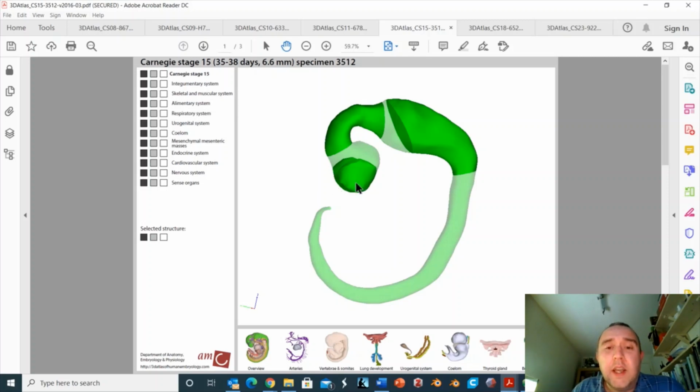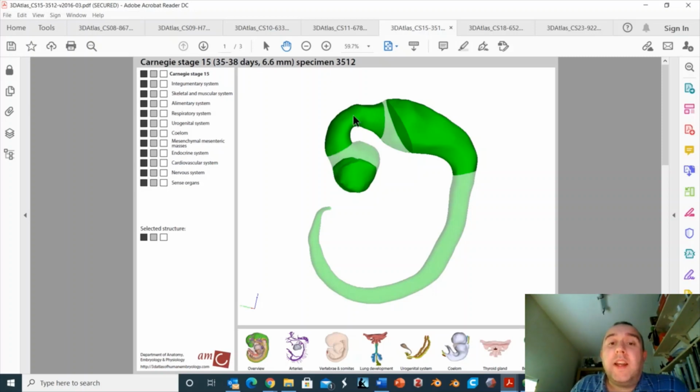Most cranially, we have the telencephalon, which is going to form the cerebral hemispheres. And sitting just behind it is the diencephalon, which is going to form the thalamus, the hypothalamus, and the optic nerves. So the prosencephalon has the telencephalon and the diencephalon just behind it.